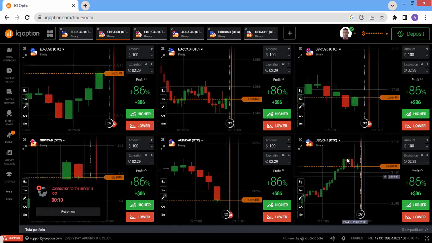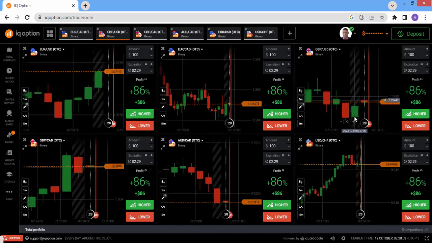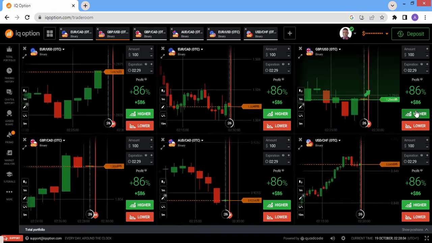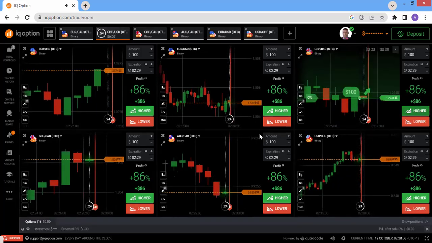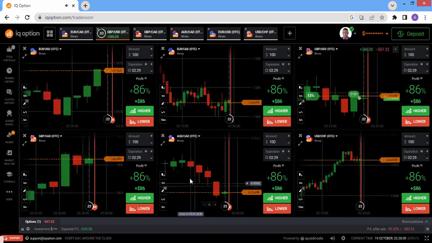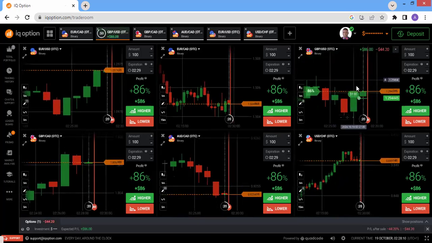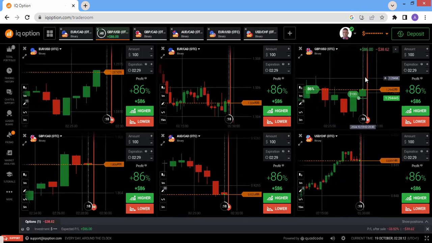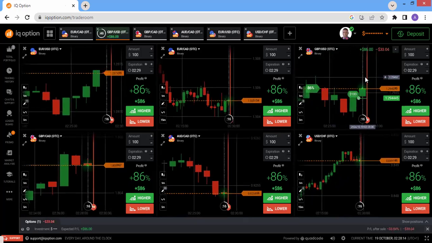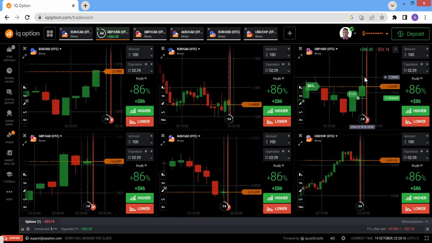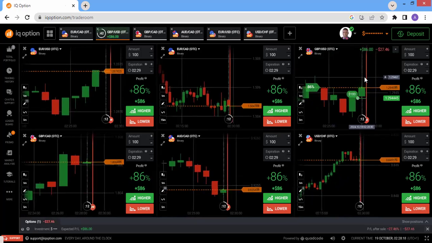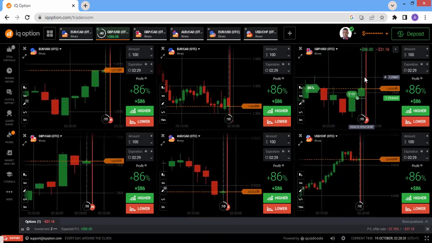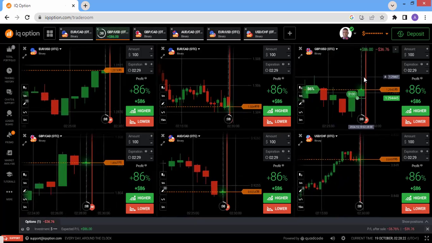Let's hope. Wait, maybe this one will give us an engulfing. Okay, it gave us an engulfing. So let's go. This is the engulfing. I think this is the engulfing I'm talking about. So you can see that the engulfing, this is the engulfing. I'm going to take like 3 trades or 4 trades, whichever I see.